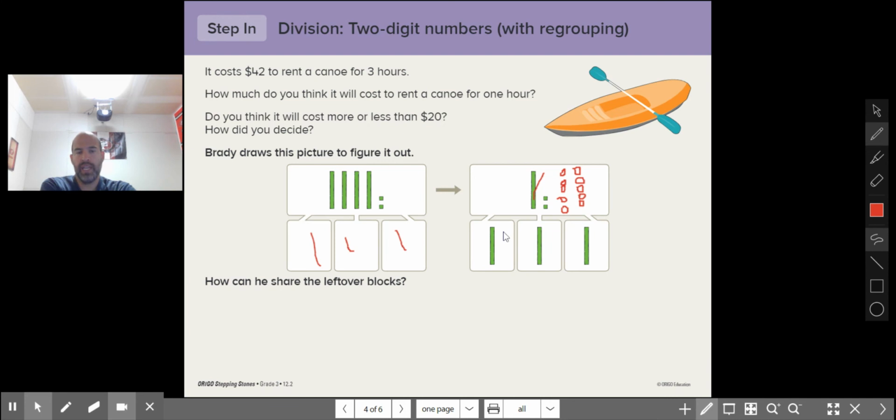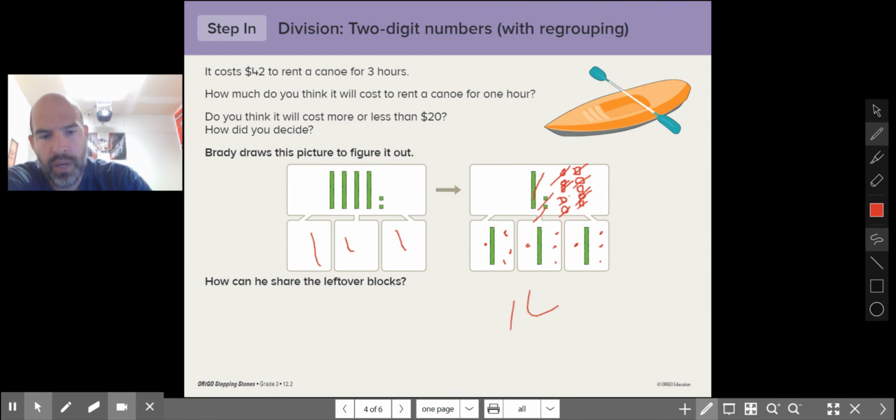You bet. If he gives each one of them 3, we can go here 1, 2, 3. So we go 1, 2, 3, and so on, and then one more, and one more gets our last 3. And guess what? That equals 14 in all. So how much is it for 1 hour? It's $14 an hour.